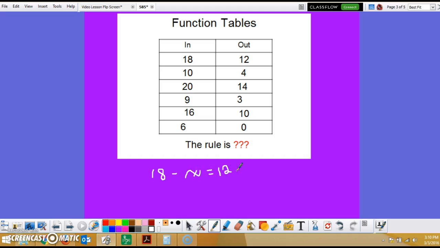Now remember, subtraction can get a little tricky. So if you forget the rule, just double back and think.